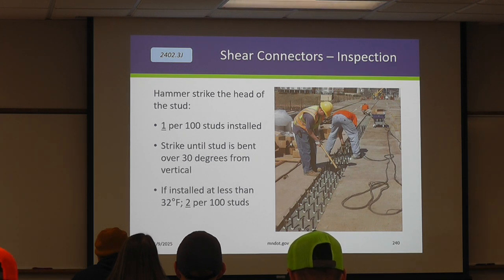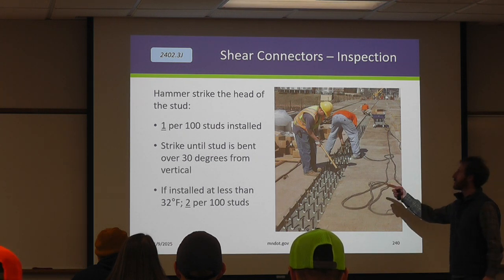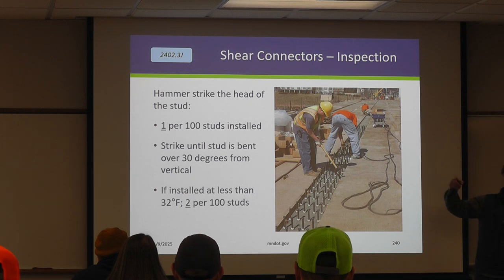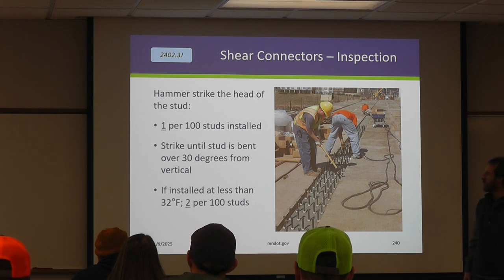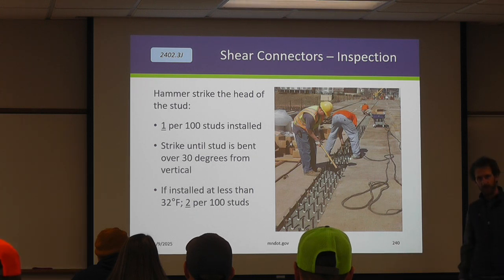Once they're starting to be installed, you're going to strike the head of them with a maul 1 out of every 100. This is pretty easy to walk along. And when I say strike these ones, you're going to bend them over until they're 30 degrees. This tests the performance of the stud itself and the quality of the weld, because if the stud cracks or the weld breaks, then we know we have a problem somewhere else. If it happens to be below freezing, you gotta do 2 per 100.